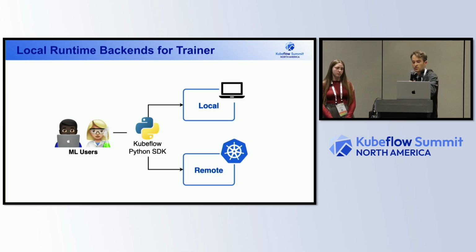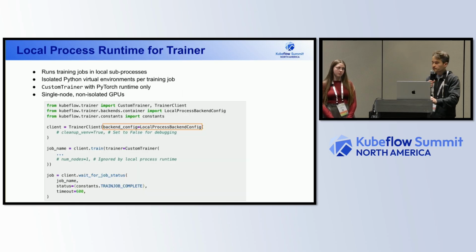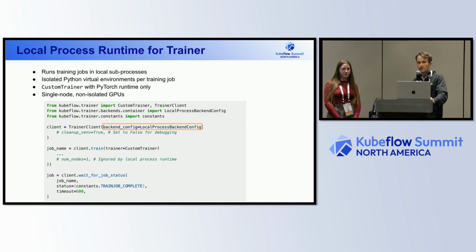So for that, we've developed two what we call local runtime backends. The first one is based on Python subprocesses. So your train jobs are going to run as processes, and for each of them, the Kubeflow SDK creates an isolated Python virtual environment. So your dependencies are isolated and you don't have any conflict. That's the backend that is the easiest to use because you basically don't have any prerequisite. You can pip install the Kubeflow SDK and then you can run your train job.